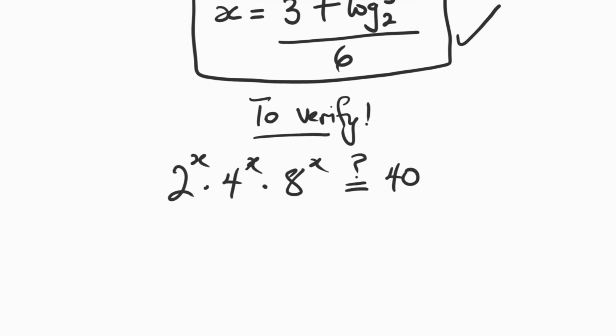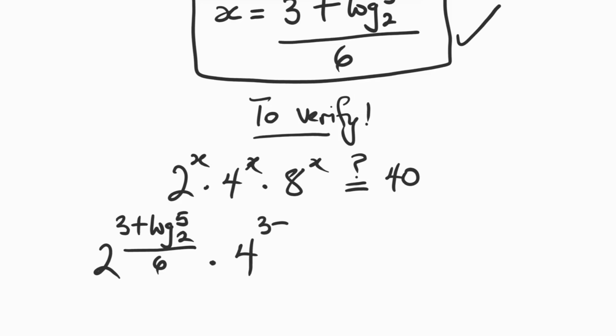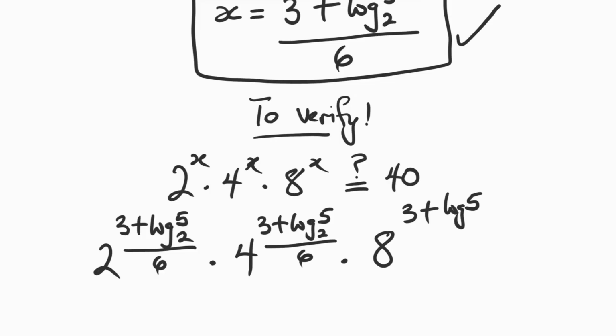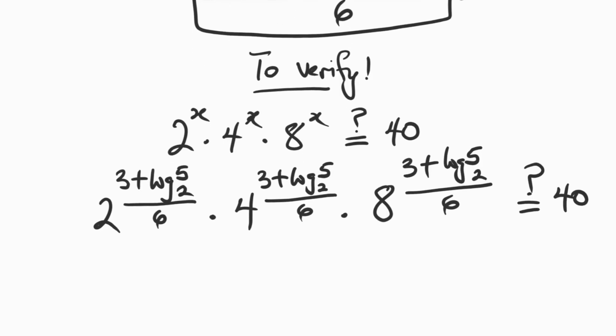If we introduce the value of x wherever we find x on the left-hand side, now we have 2 raised to the power (3 plus log 5 base 2) divided by 6, times 4 raised to the power (3 plus log 5 base 2) divided by 6, times 8 raised to the power (3 plus log of 5 base 2) divided by 6. We're trying to see if that's going to be equal to 40.